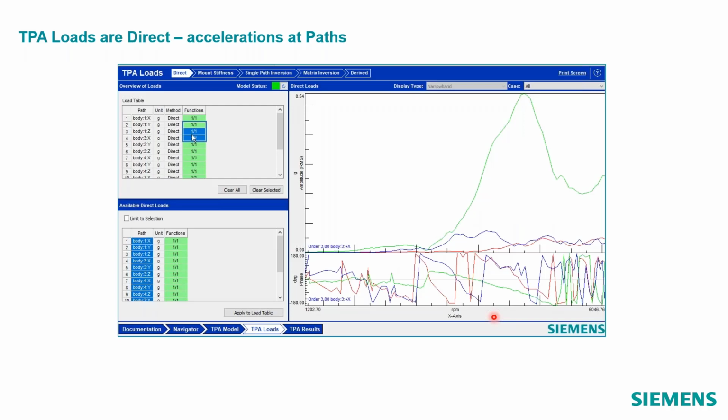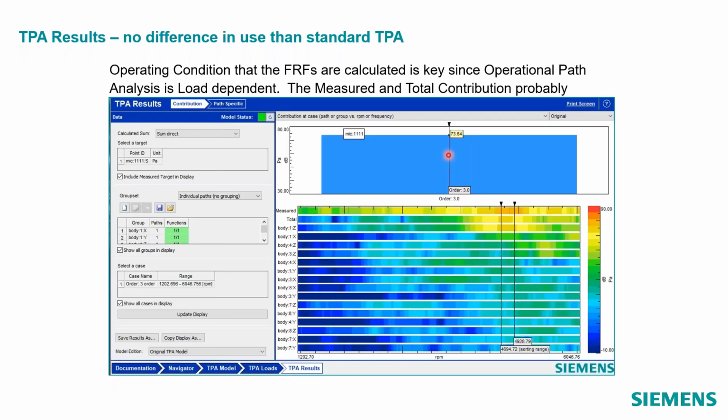Bring them in as direct loads again. So instead of pressure, now I just bring my acceleration data up. And then now I have the contributions. And then the rest of the TPA looks like a traditional TPA. We can still use contribution to look at contribution. We can still look at path specific to look at path specific responses. And I can see here in this case, it looks like total contribution is a little bit lower than measured, and body 1Z is the largest contributing path.